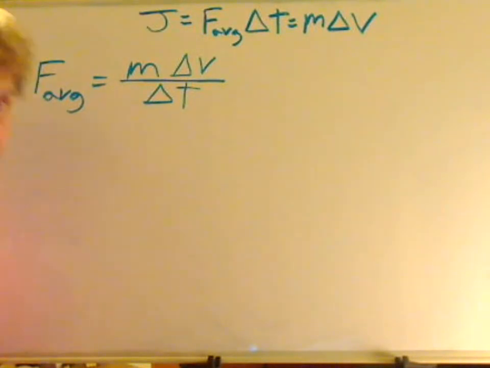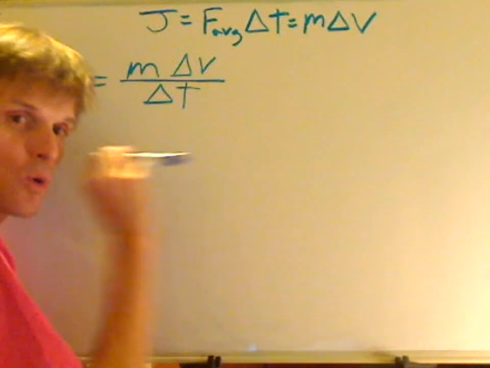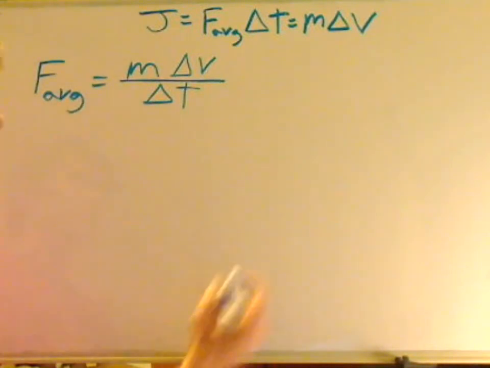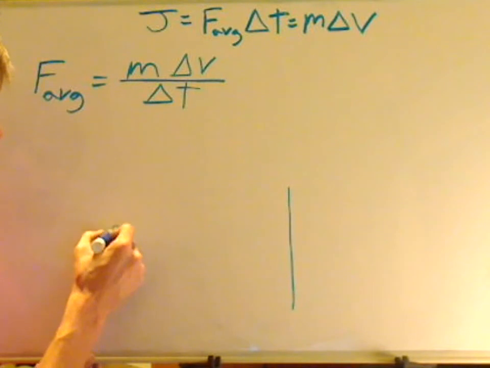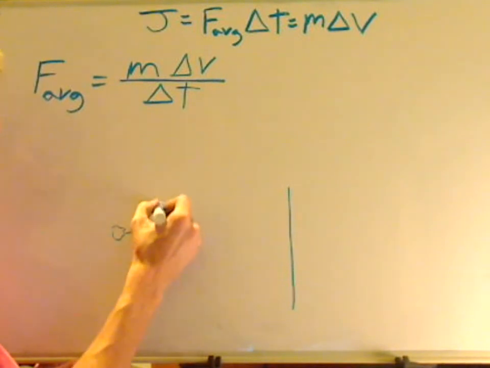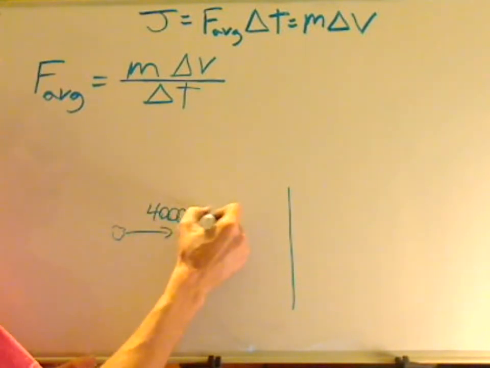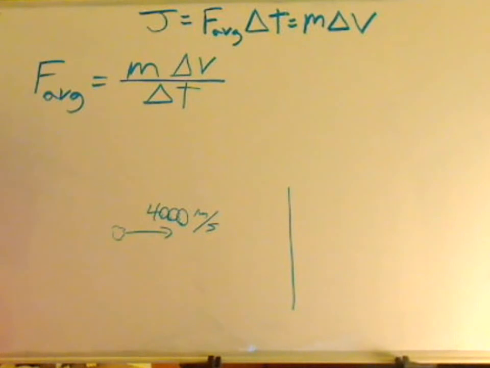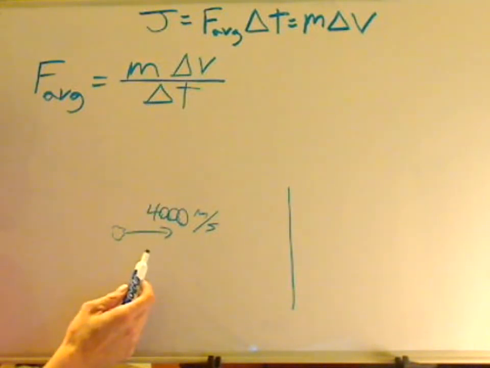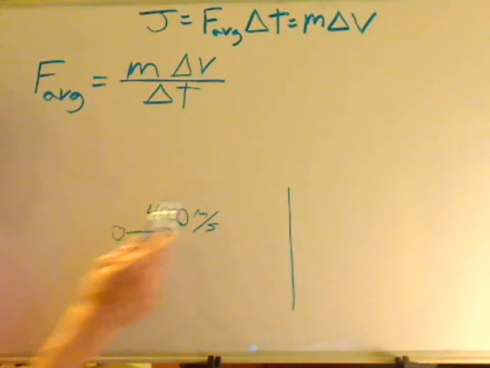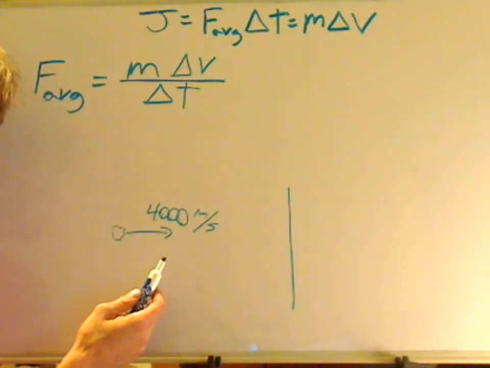Okay? Now we're told the paint chip is moving towards the window, and we'll try to draw this here. Here's our window, and our little paint chip is initially moving at 4,000 meters per second, and it embeds itself in the window. Okay, so we can use this to calculate the average force on the paint chip then, based on the change in velocity of the paint chip and the time over which the impact occurs.